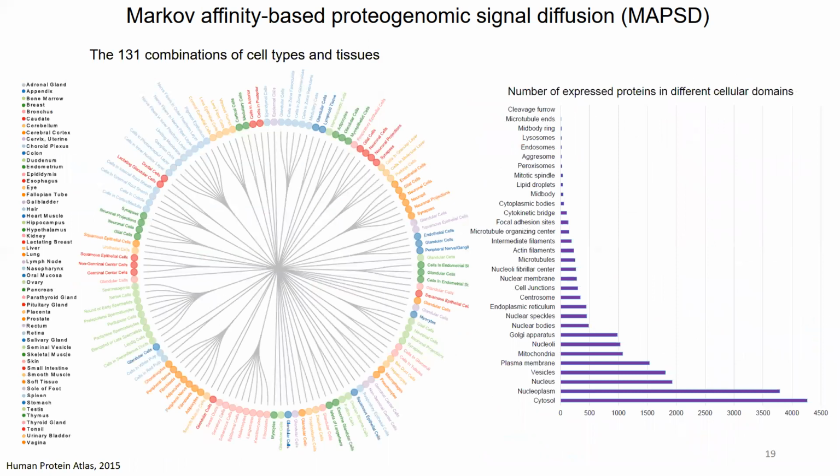Now, in this study, in order to adjust the networks and also get more information about the protein dynamics, we use Human Protein Atlas. On the left panel, you can see that in this study, we used 131 combinations of cell types and tissues. Here, each color represents a tissue, and the forks within each color represent their corresponding cell types. In addition to different tissues and cell types, we considered the number of proteins being expressed in over 30 subcellular microdomains within each cell in the human body, as you can see on the right-hand side.